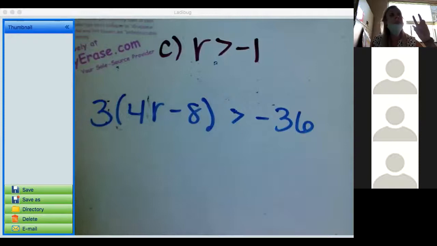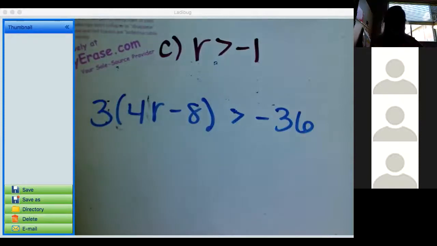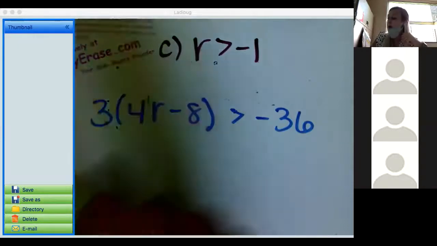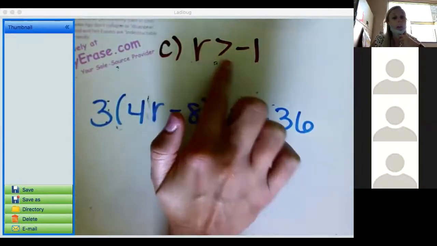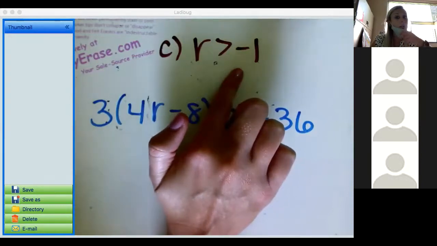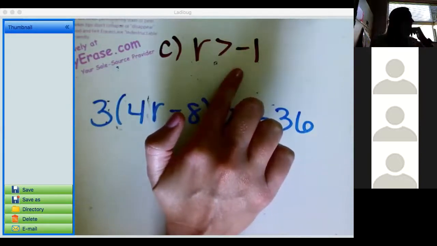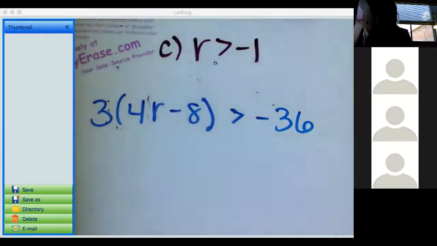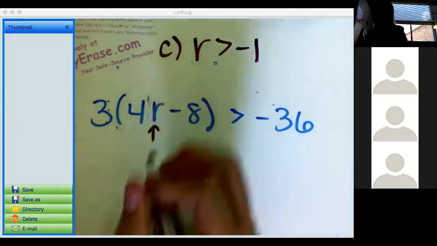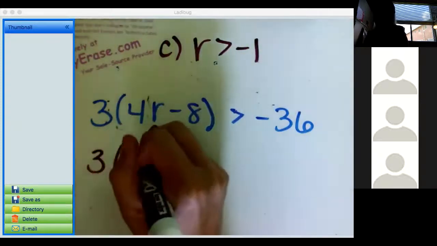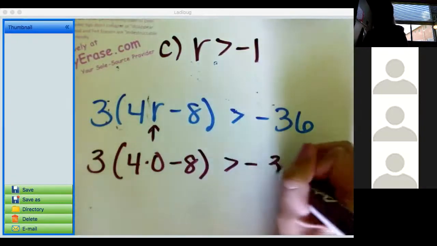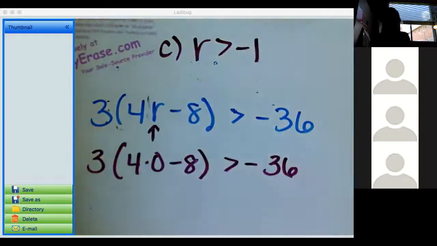But something that's even better to do to make sure you have the right symbol, to make sure if you flipped it, you did it correctly, pick a number that's bigger than -1, because this says R should be greater, right? All right, so what's a number bigger than -1? Yeah, I chose 0, because 0 is usually easy to plug in and multiply, right? So if we put a 0 in right here, this will be 3 times 4 times 0 minus 8, and we're seeing if that's bigger than -36.